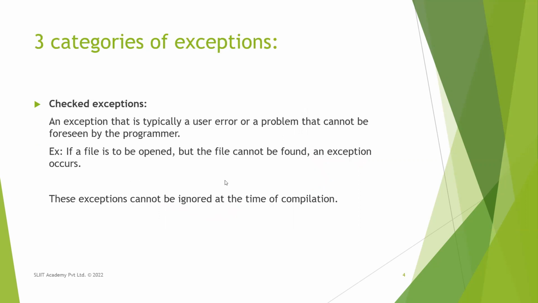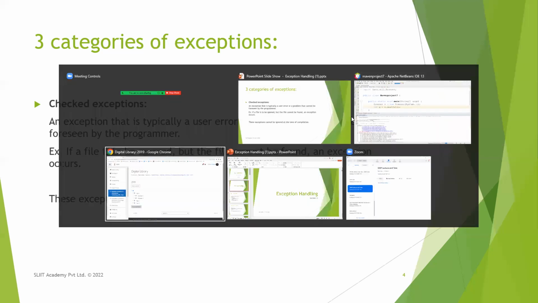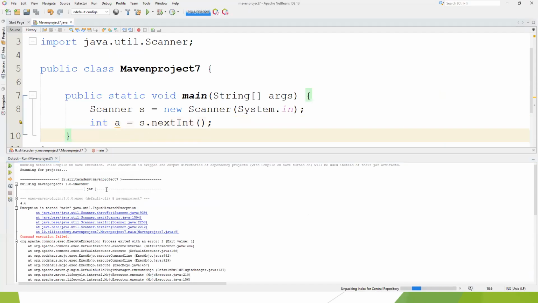Let's see how to categorize exceptions. This is one of the past paper questions: describe 3 categories of exceptions. If we ask a question like that in the exam, you can say the first type is the checked exception. That means basically it's a user error or a problem that cannot be foreseen by the programmer. Usually this type of exception is created by the user. For example, in this program, the user created an exception. Why? You put 4.5 instead of an integer.